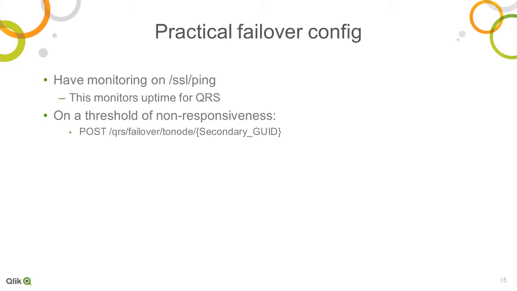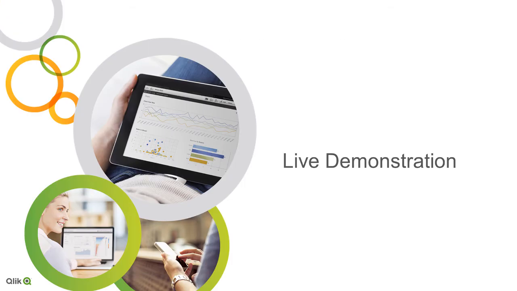And I should be able to quickly demo that. Basically, on a period of non-responsiveness, you'll fail over via a series of API calls. So you'll have to script some sort of solution for yourself. But if you've gotten down the QRS path and started playing with APIs, this is relatively straightforward. So we'll go ahead and do a live demo of what this means.